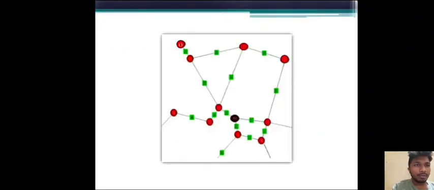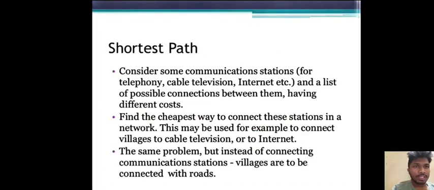Like I said, the graph is shown. Shortest path: consider some community stations for telecom, cable, television, internet, etc., and a list of possible connections between them having different costs. Find the cheapest way to connect these stations in a network.